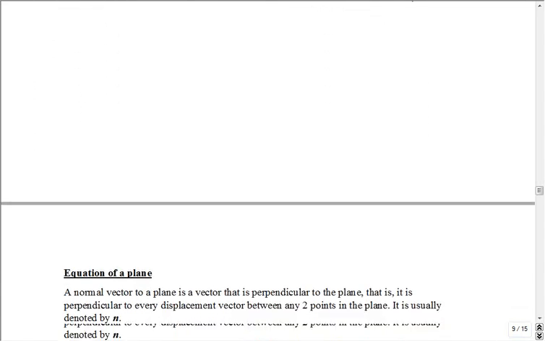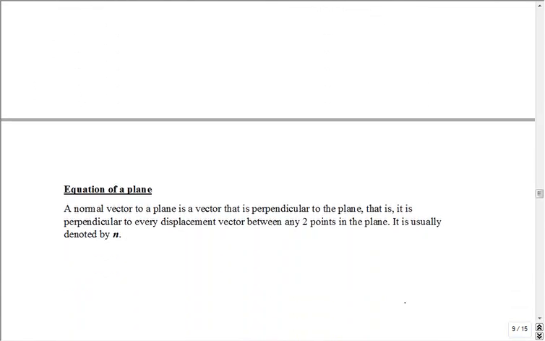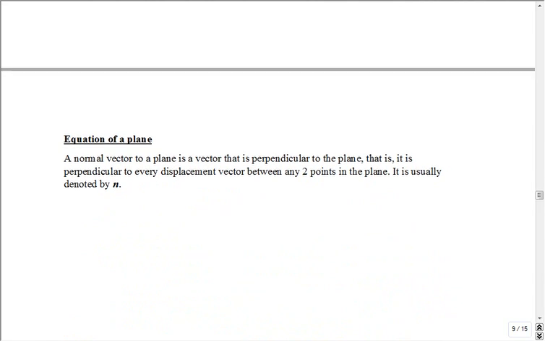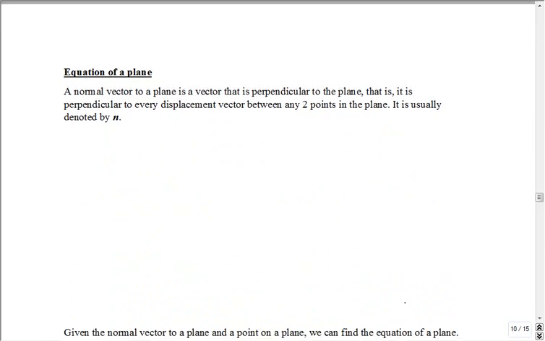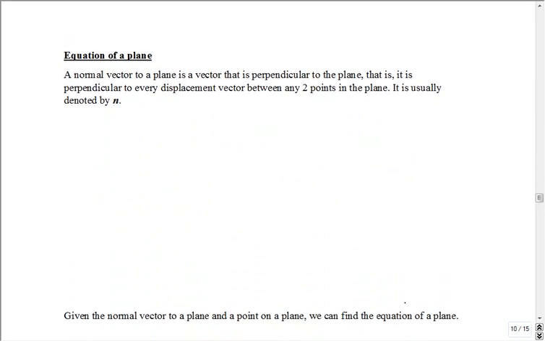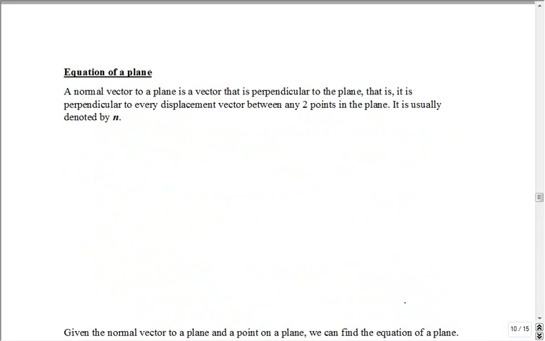So now let us look at the equation of a plane. Now for you to find the equation of a plane, you need to know the normal vector to a plane. And what is the normal vector? It is a vector that is perpendicular to the plane. That is, it is perpendicular to every displacement vector between any 2 points in the plane. And it is usually denoted by n.